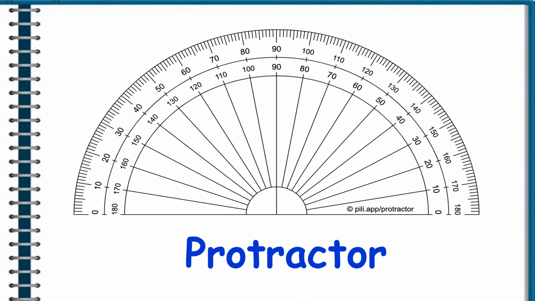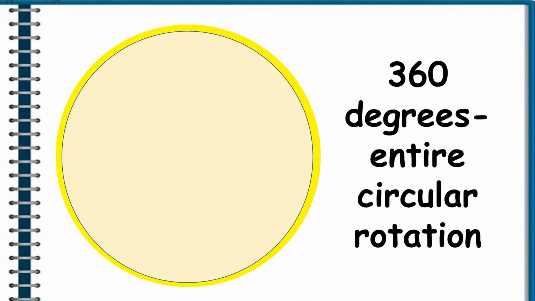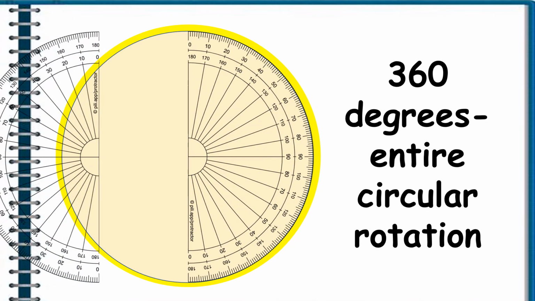What do we need to make the correct angle in a pie chart? Protractor. You are right. Since the pie chart is circular, the total angle that corresponds to the entire set is 360 degrees, which is equal to one circular rotation, which can also be represented using two protractors.